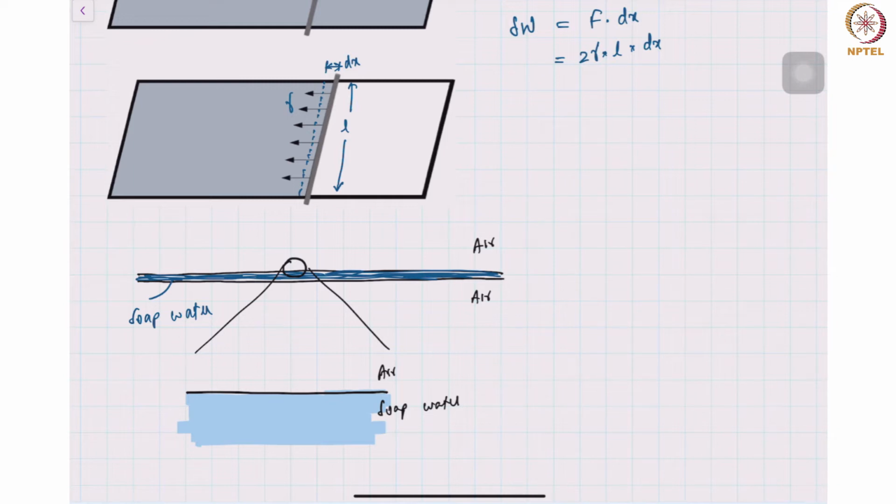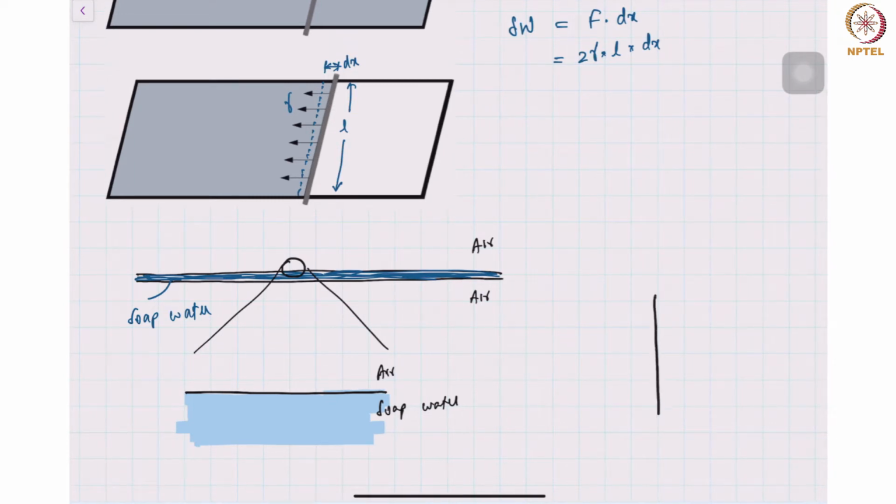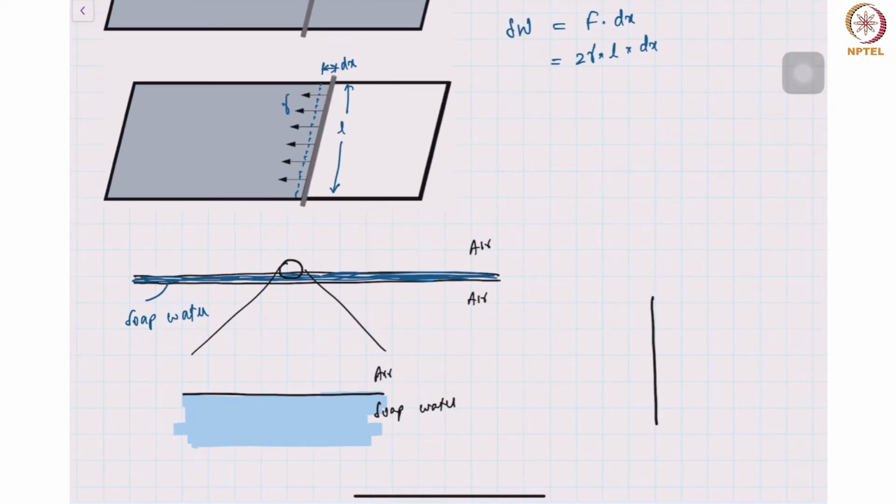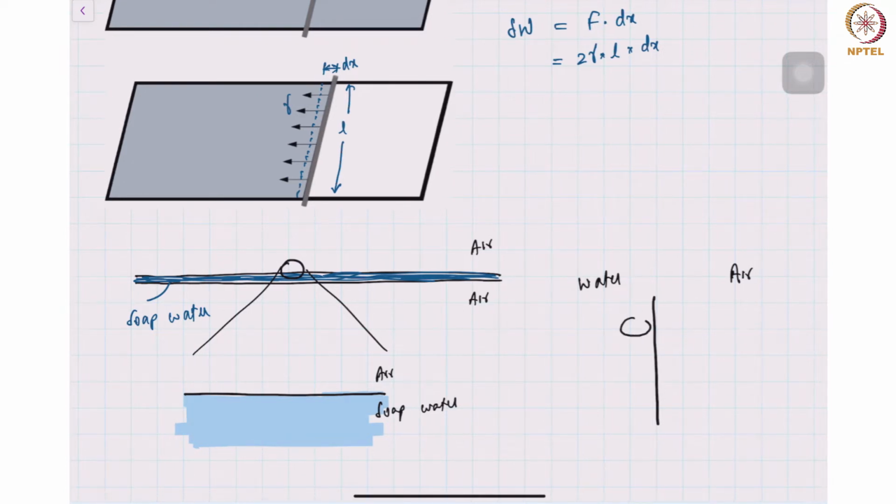And the reason we do this with soap water is because we have these special kinds of molecules called surfactants in soap water. If I were to show how these molecules look, I can think of an interface. One side is, let's say, water, and the other side is air. These molecules typically have a dual nature. It's a long chain molecule with a head which likes water and a tail which does not like water.